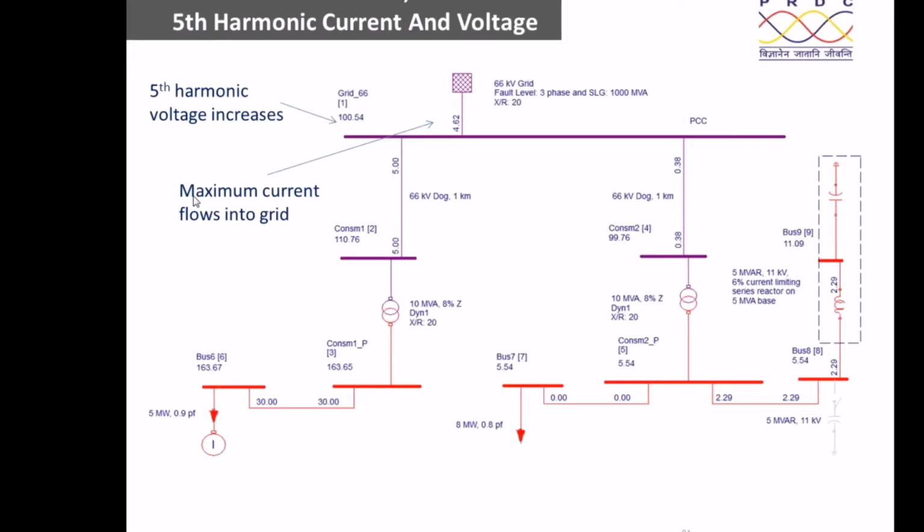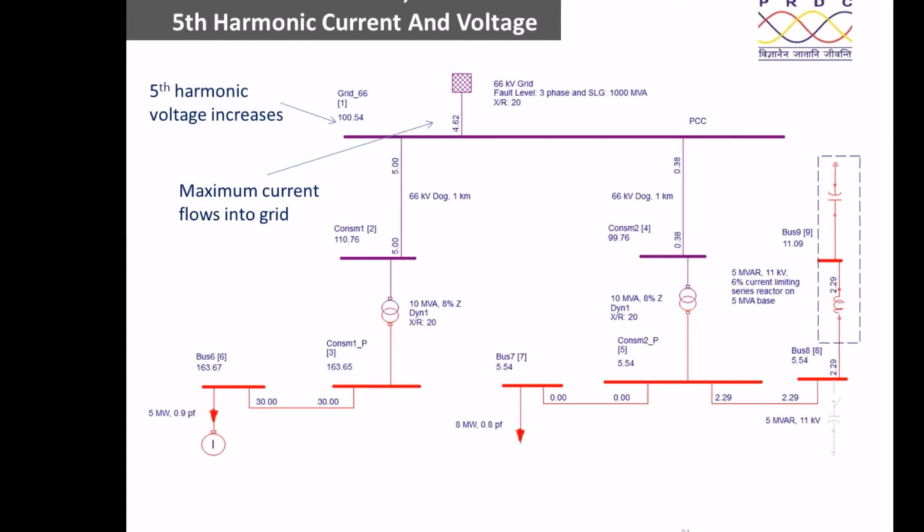But again you try to see what is the current distribution now. You are injecting 5 ampere current here. Earlier, the maximum of this 5 ampere current was getting absorbed by the consumer here. But now you have got a capacitor with a current limiting reactor. Therefore, this circuit is not resonating at the 5th harmonic now. Therefore, it is offering some impedance. Now you can see the maximum current that you are injecting here is going to the grid.